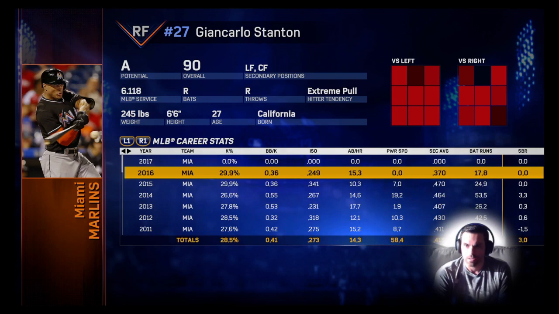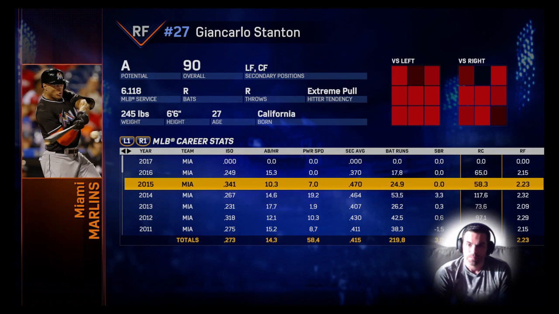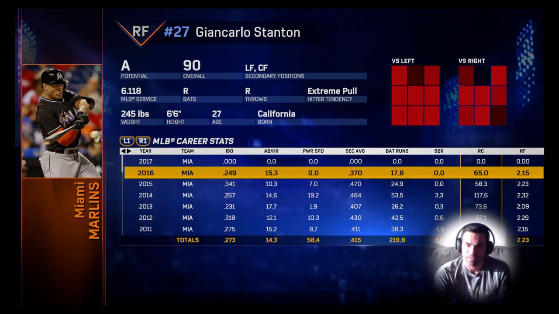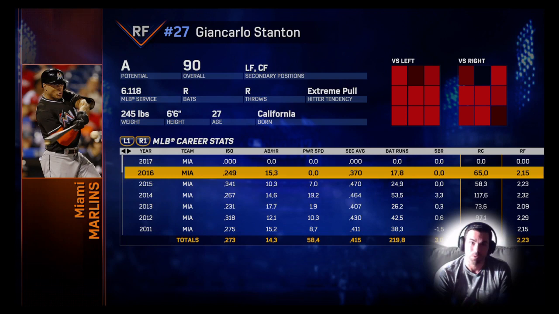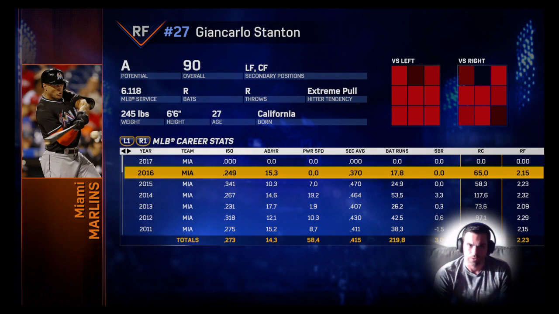Looking at some of the other ones, runs created is obviously a really important stat. Is this a cumulative stat? I think it is, right? Runs created is, yeah, just whether they're scoring runs or driving in runs, that sort of thing. How many runs are they contributing to the team? I think that's runs scored, right? So it'd be literally runs scored, I don't think it measures RBIs at all.